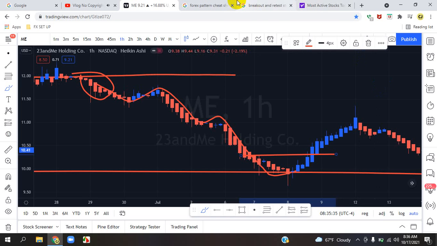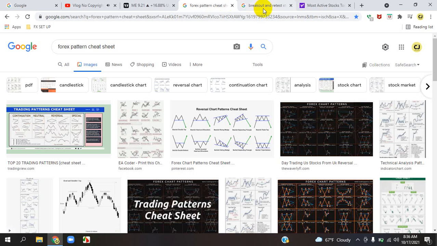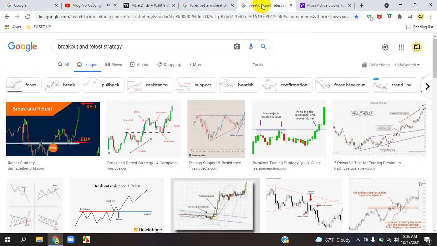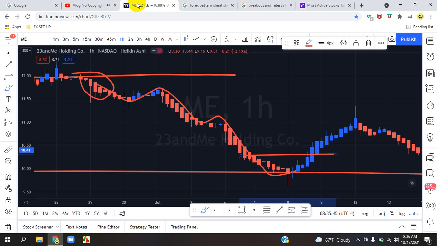Please don't forget to review the Forex Finder cheat sheet. Click on images. Also review breakout and retest strategies. Okay. Click on images. You have to understand patterns to understand the market.